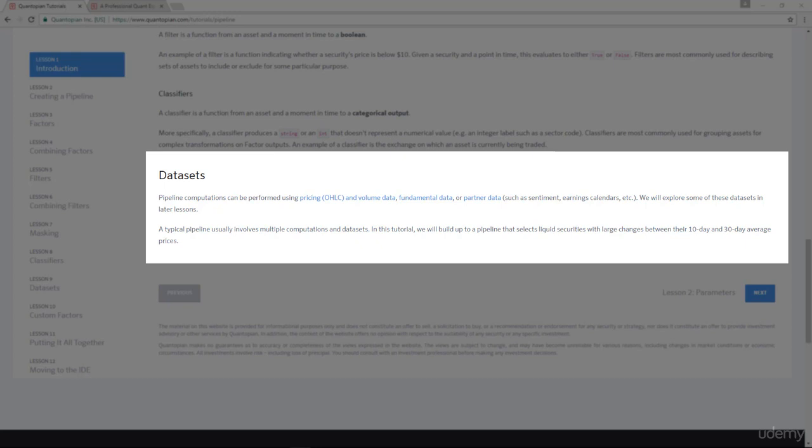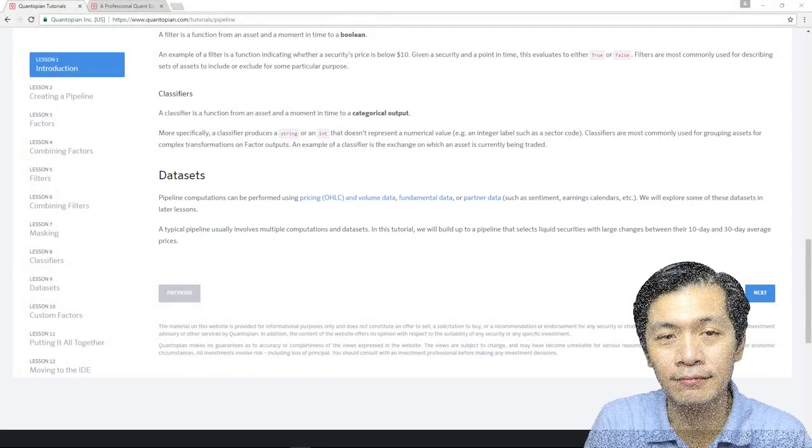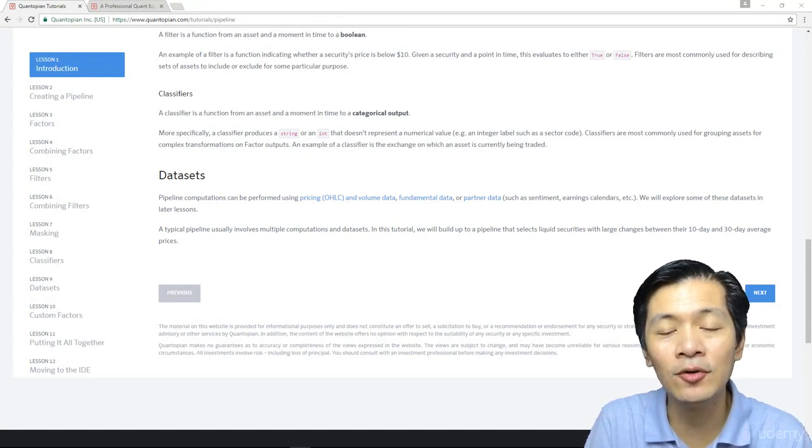A typical pipeline usually involves multiple computations and datasets. And in the following tutorials, we will build up a pipeline that selects liquid assets with large changes between the 10-day and 30-day average price.